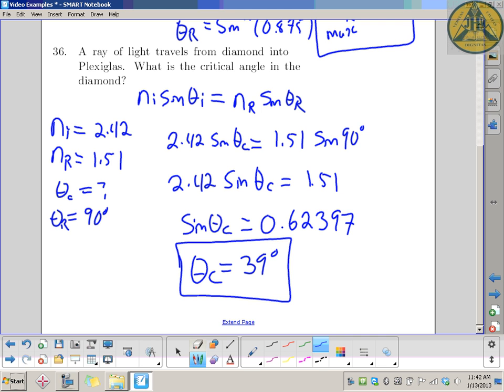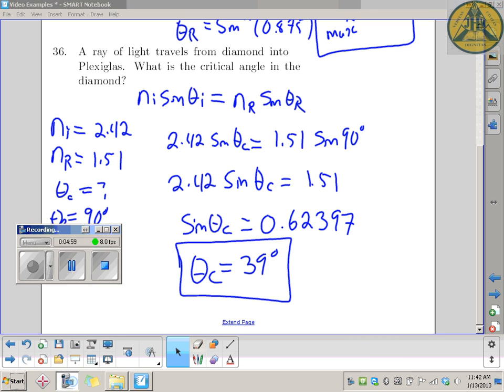So if light is coming in at an angle bigger than that, it's going to hit the boundary between diamond and plexiglass, and that boundary is going to act like a mirror. All the light will be reflected back into the diamond, and nothing will pass through. Hence why it's called critical angle.